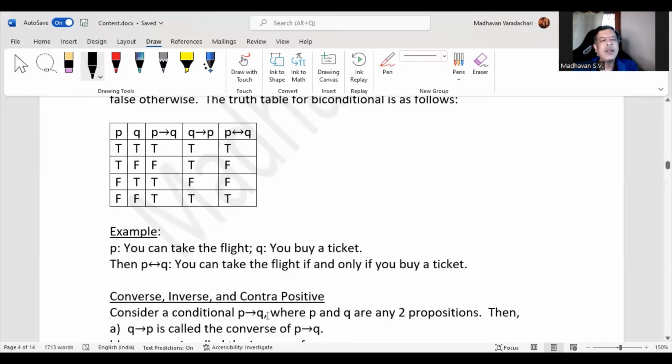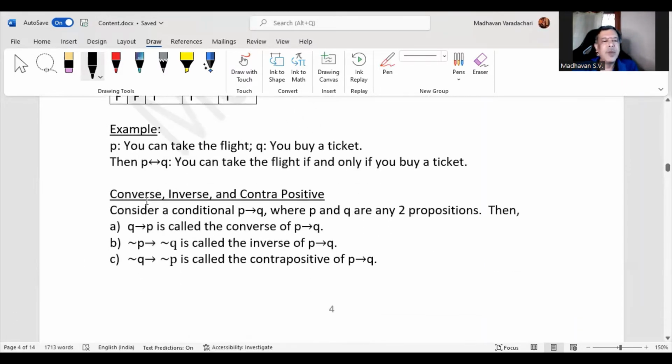Now let us understand what we mean by converse, inverse, and contrapositive. Consider a conditional P implies Q, where P and Q are any two propositions. Then Q implies P is called the converse of P implies Q. Next, not P implies not Q is called the inverse of P implies Q. Not Q implies not P is called the contrapositive of P implies Q.